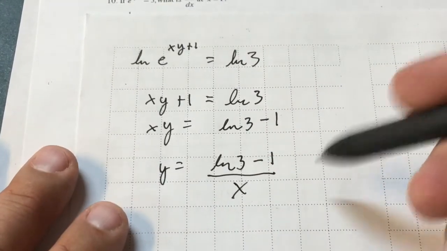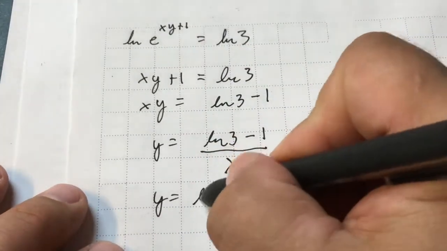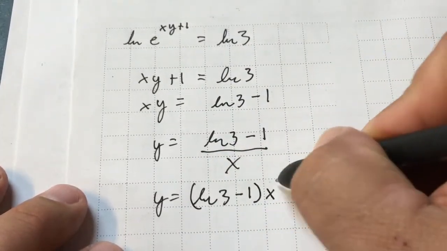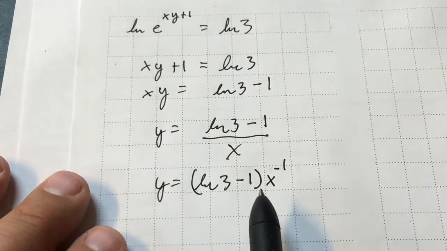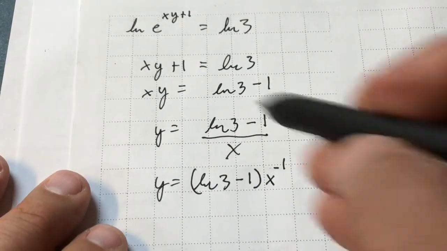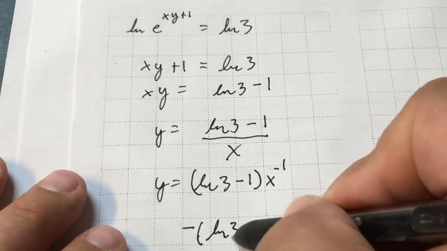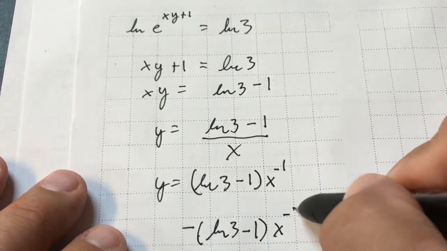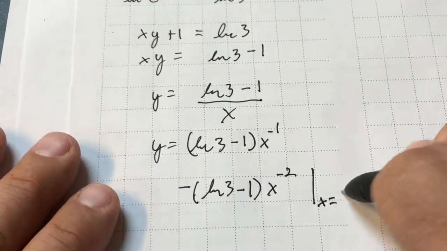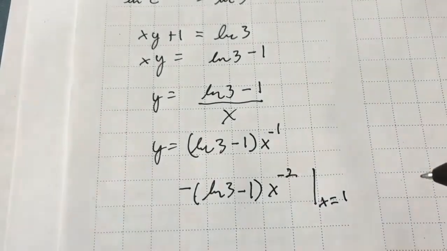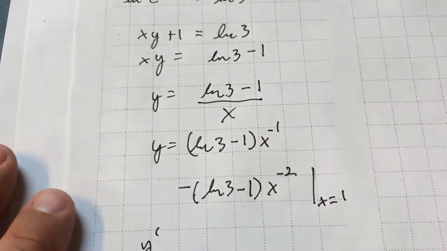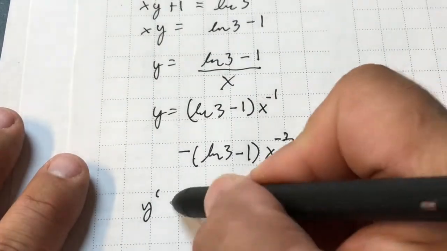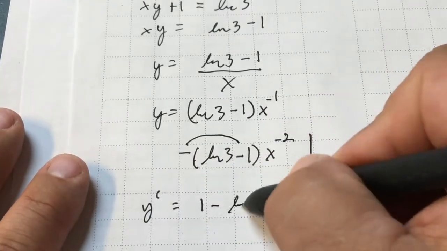Now I'm supposed to take the derivative of it. y equals (ln 3 minus 1) times x to the negative 1. This is just a constant. This is a digit, so I brought that out to do the general power rule. It's going to give me negative (ln 3 minus 1) x to the negative 2 at x equals 1. I plug in a 1 there. 1 to the negative 2 is 1. So y prime at x equals 1 is going to equal 1 minus ln 3.